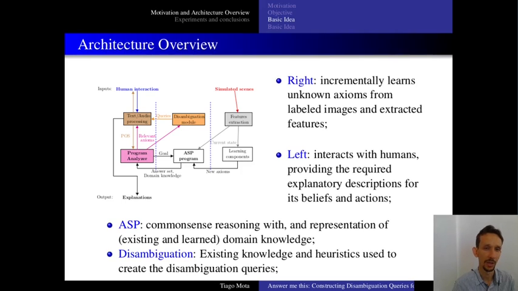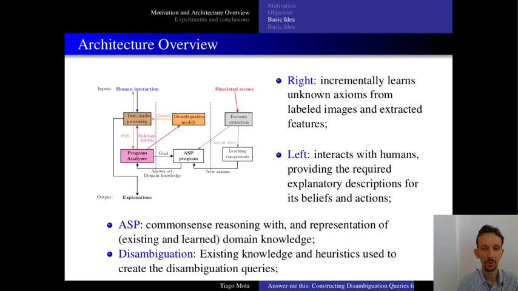To the left, you have the 2 blocks that are responsible for the interaction with humans. So these blocks receive the human utterance, select the parts of the speech that are relevant, and use that for retrieving the axioms in the knowledge base that can help to answer these questions.